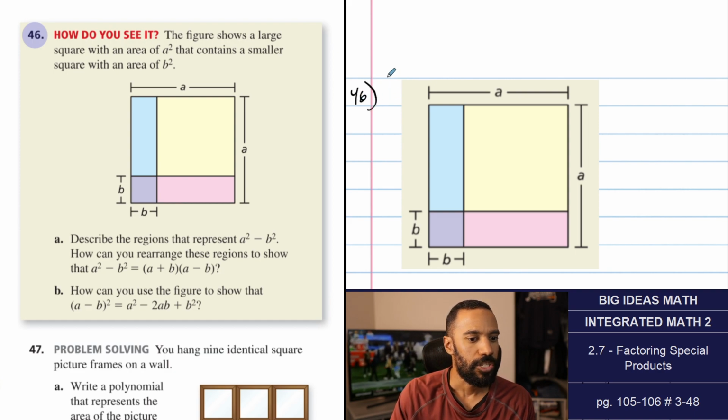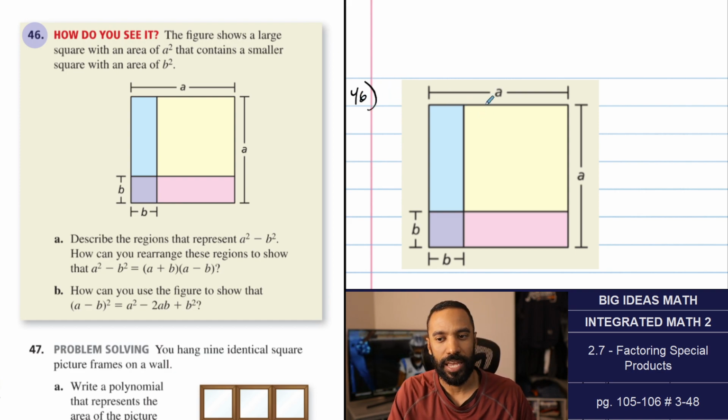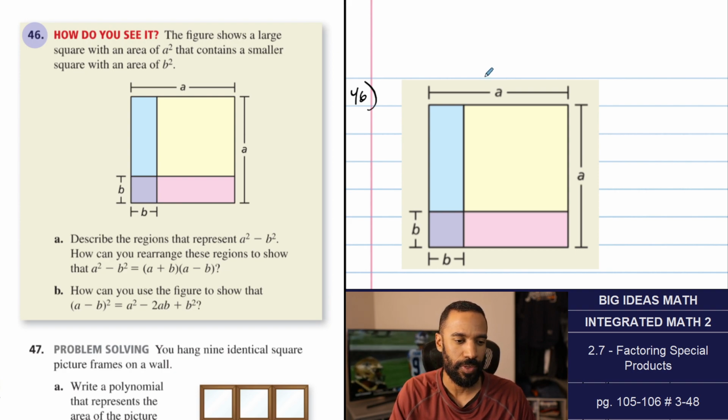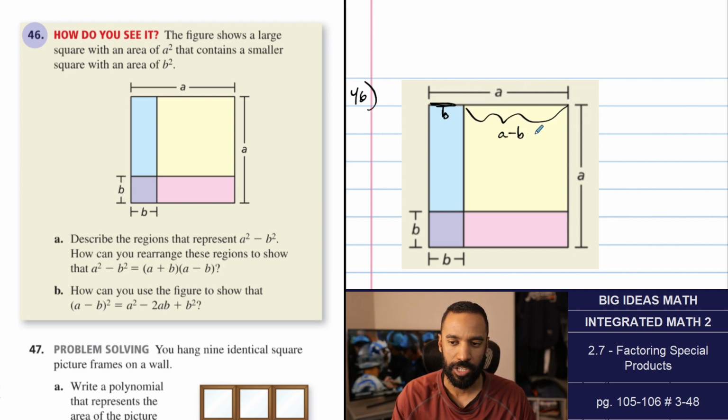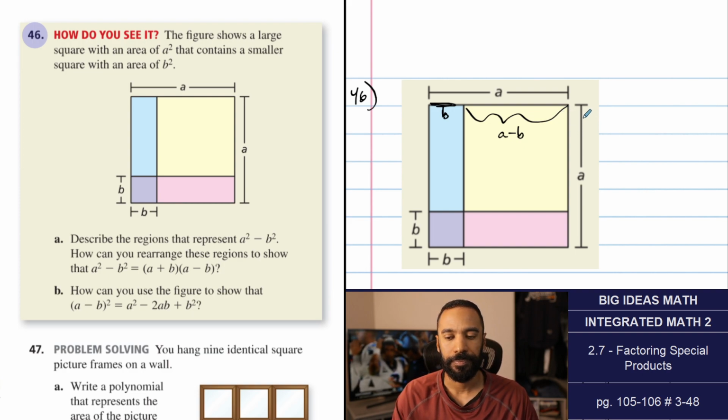46. Describe the regions that represent a² − b². How can you rearrange these regions to show that a² − b² equals (a + b) times (a − b)? So a is the entire length of these, and b is these small lengths. So if I take these b's out, because this would also be b, right? If I take this b out of this a, then this guy here represents an a − b. What do they want? A² − b².